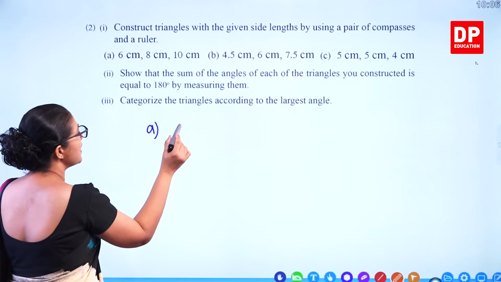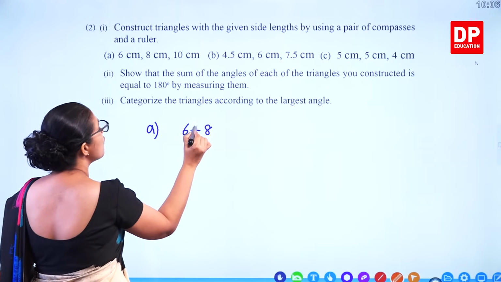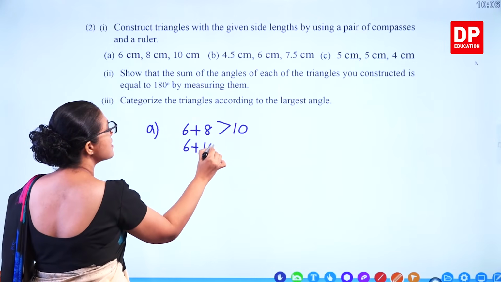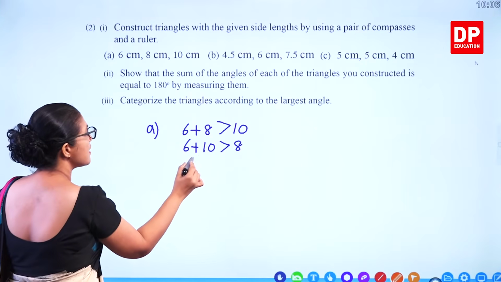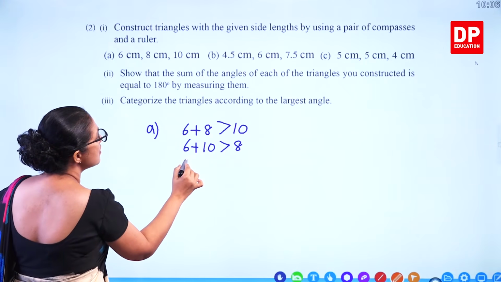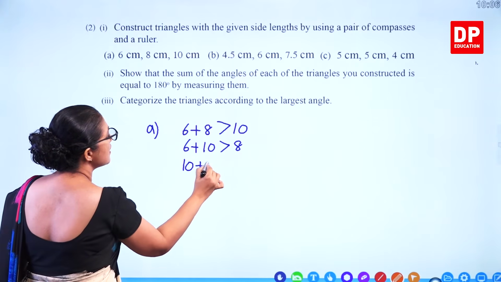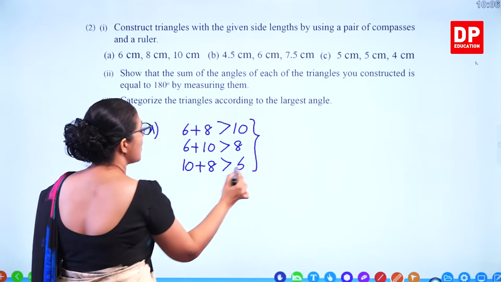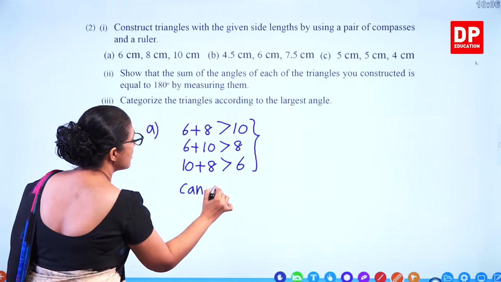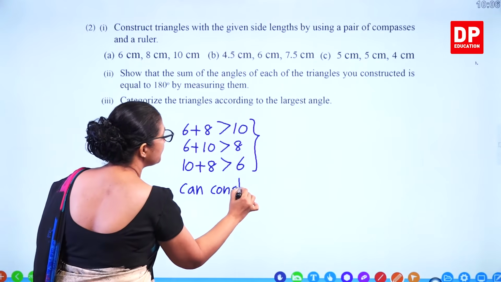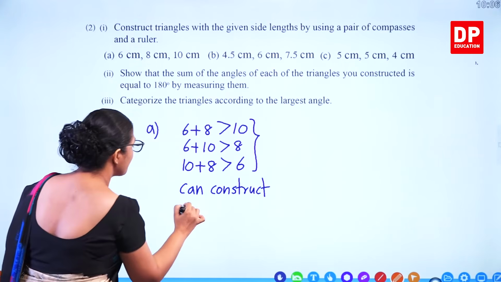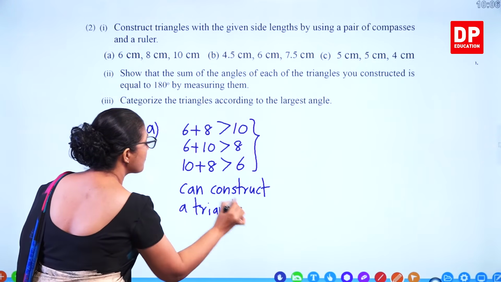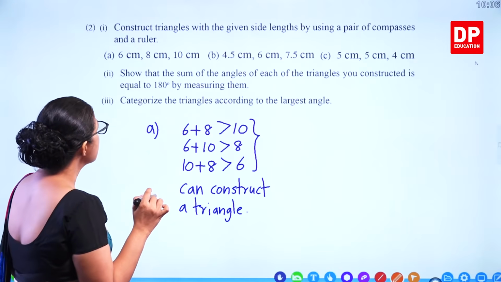6, 8, 10. 6 plus 8, 14, that's greater than 10. 6 plus 10, 16 is greater than 8. Then what's the third one? 10 plus 8, 18, that's greater than 6. So we can construct a triangle. So we'll construct 6, 8, 10.